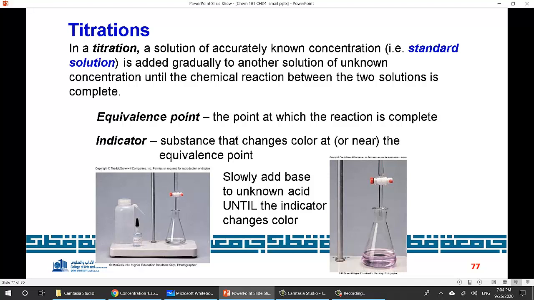In acid-base titrations, we use something called an indicator. The indicator is a substance that changes color at or near the equivalence point, okay? So the famous example is the reaction between HCl and NaOH, where you use an indicator called phenolphthalein that appears pink in basic solution, but it's colorless in acidic solutions. And once you reach the end point, the indicator will change color from colorless to pink, and this will indicate the equivalence point where you need to stop the titration.